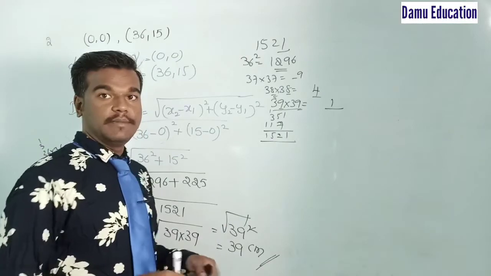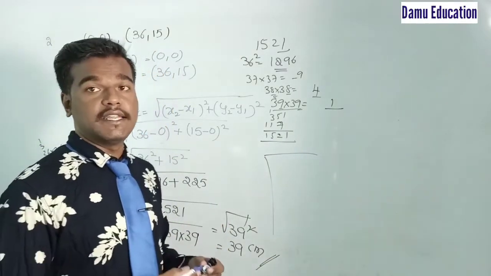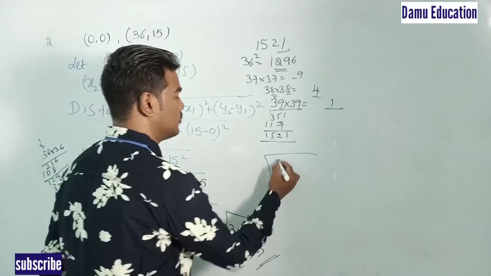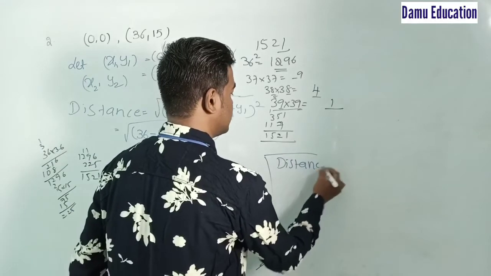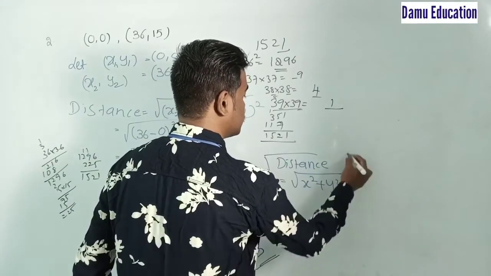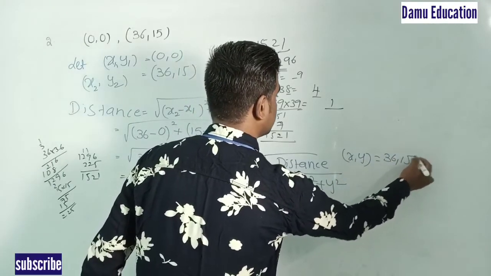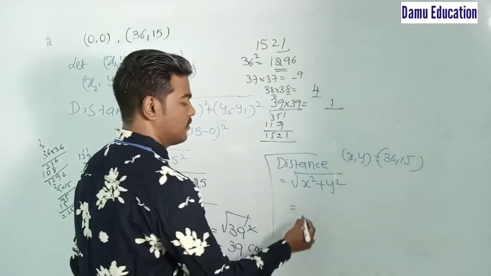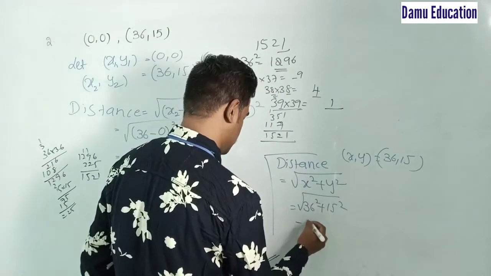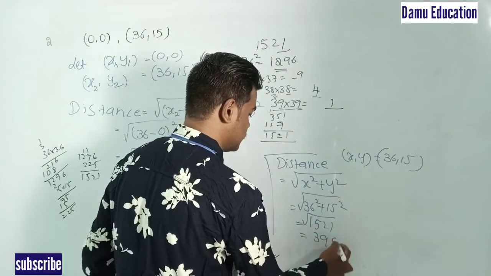Let's take another method. What is the other formula? If one of the coordinates, x1 y1, is 0, then what is the distance formula? The distance formula is equal to square root of x square plus y square. Here x comma y is nothing but 36 comma 15. So square root of 36 square plus 15 square. Directly you can substitute here, and the value is 1521 and 39 centimeters.